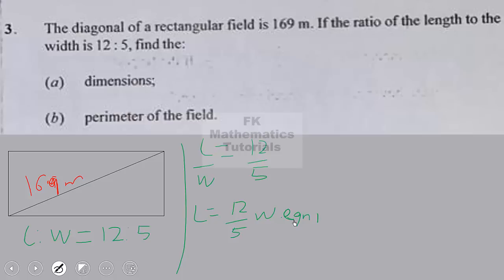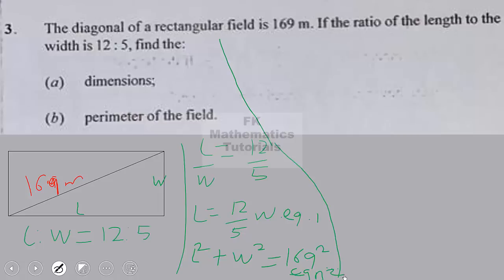Now, the diagonal is 169. So if this is the length and this is the width, then from Pythagoras theorem, we have L squared plus W squared is equal to 169 squared. So we have another equation here, let's call this equation 2. Now we can substitute equation 1 into equation 2.